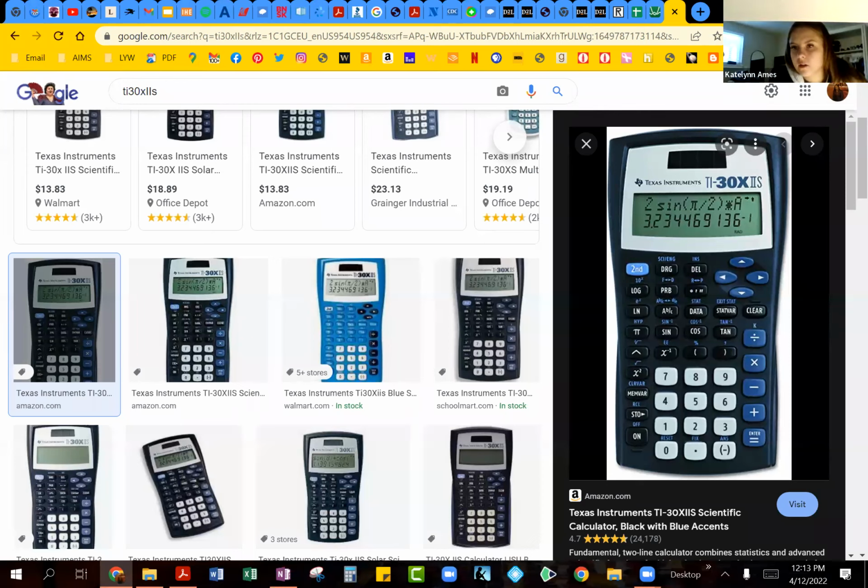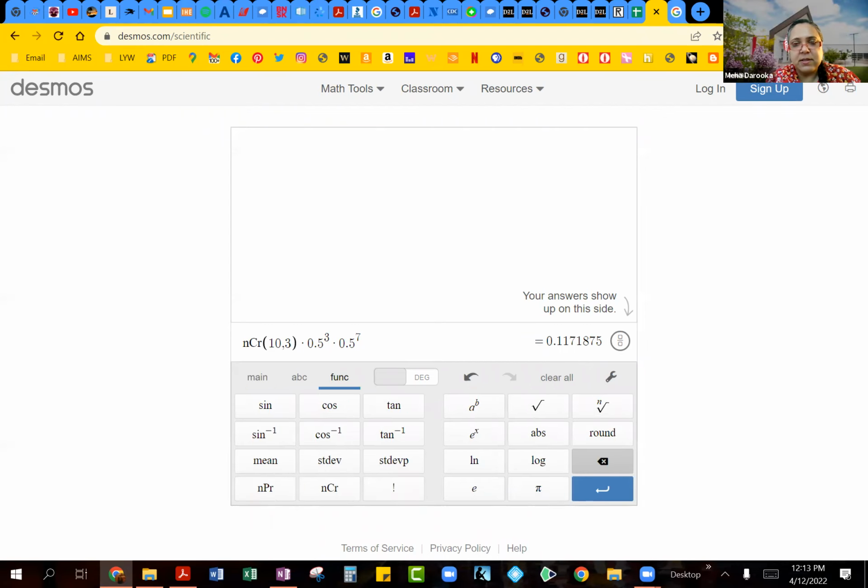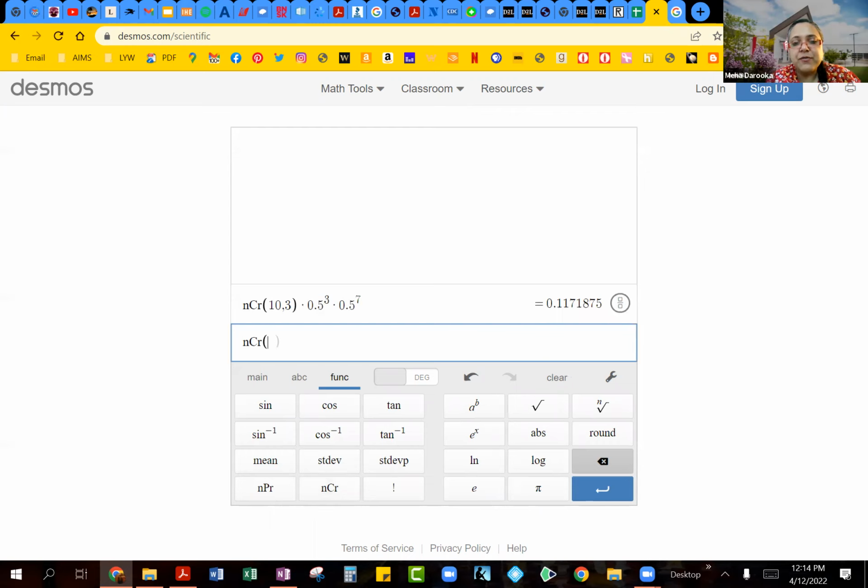I'm fine with learning on Desmos too. I just wanted to write it down for the future. Okay, so on Desmos, let's go ahead and clear this out. You would first select the nCr, and that's under the function option. So first do the nCr, and of course you would do 10 and 3, or whatever your number of heads is. So you would do that.